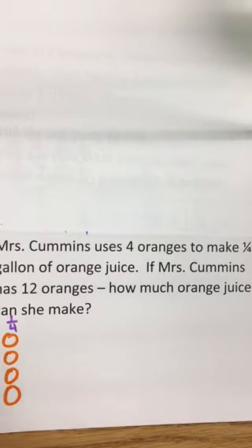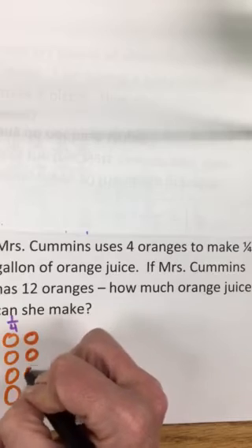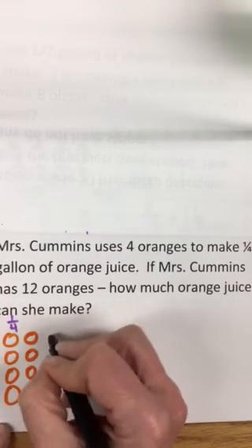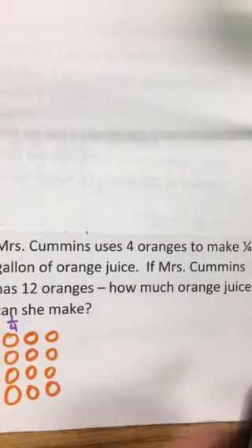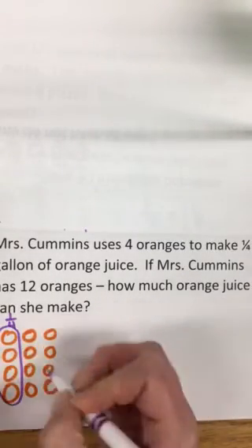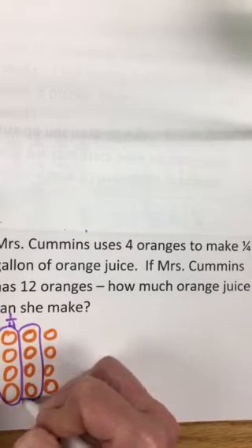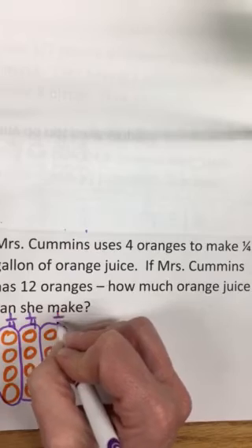Now, this is a fractions of set question. So we know that she has 12 oranges. So here's 4. Let's add on another 4. That gives me 8. And if I add on 4 more, that gives me 12 total oranges. So again, we're just working with fractions of a set, and if I know that 4 of them together make me 1/4, then these 4 would make me 1/4, and these 4 would make me 1/4.